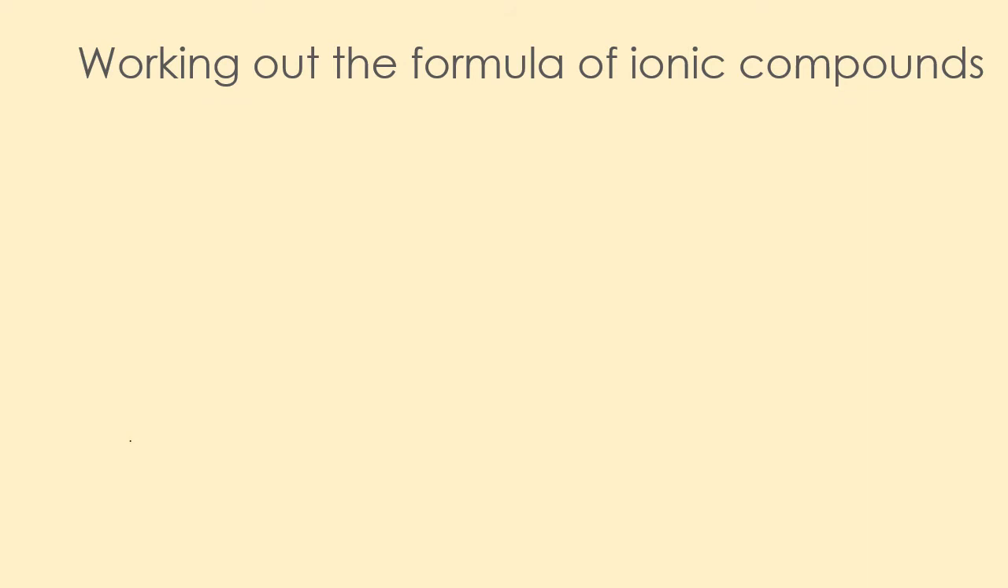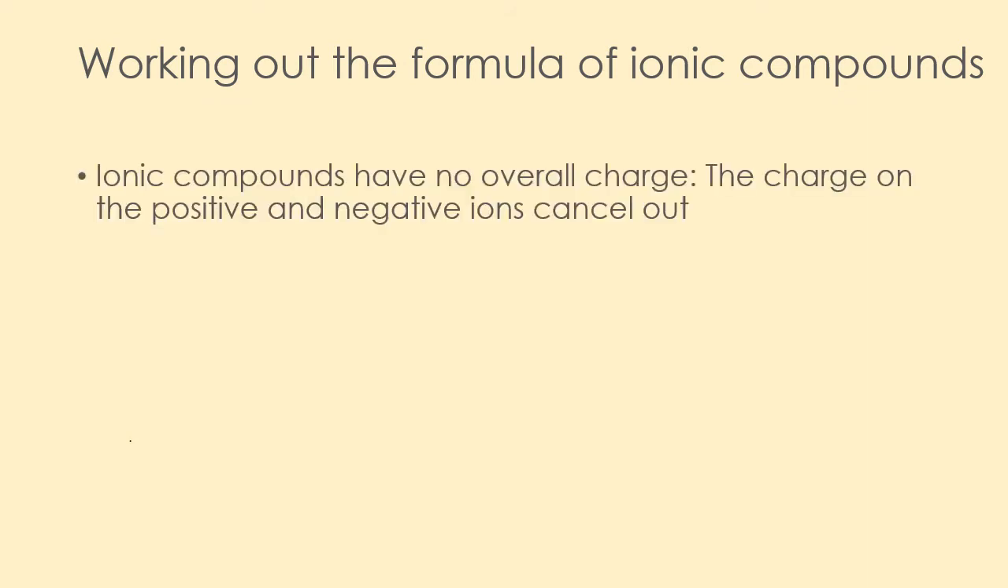So, looking at it then, when we work out the formula for ionic compounds, they have no overall charge. The charges cancel out. They are neutrally charged overall. That's because the charge on the positive and the negative ions will cancel each other out. And we've already looked at how we work out the charges on them.